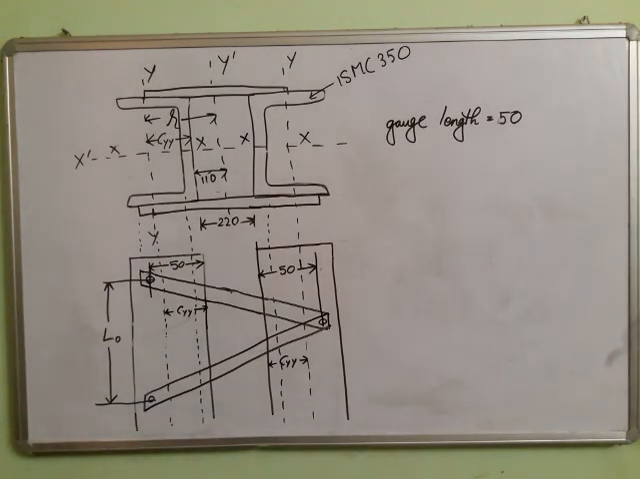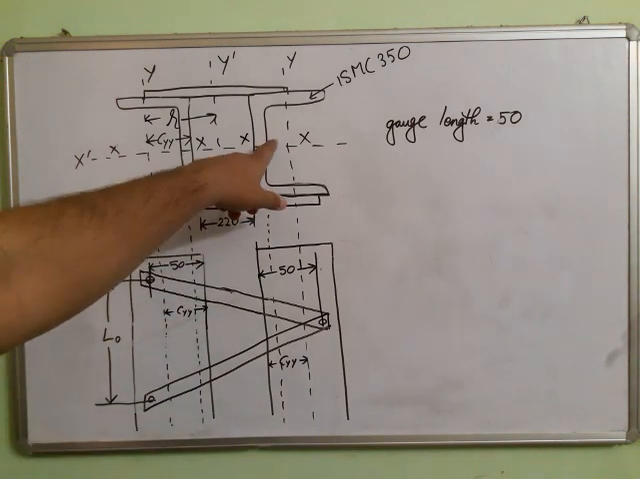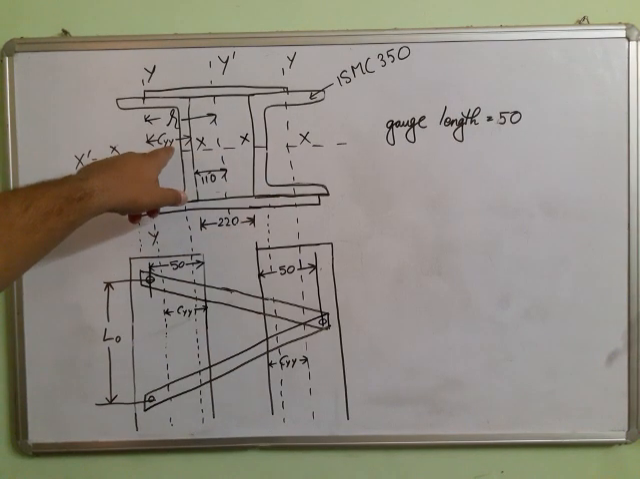Good evening, everyone. So today we will be continuing the class on design of built-up compression members, where today we will be concentrating mainly on lacings. What are the lacings? They are the members which are required to connect the channel sections. In our situation there are two channel sections, ISMC 350, this one and this one.